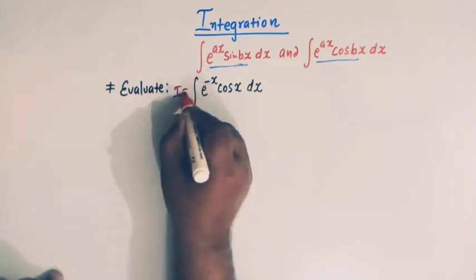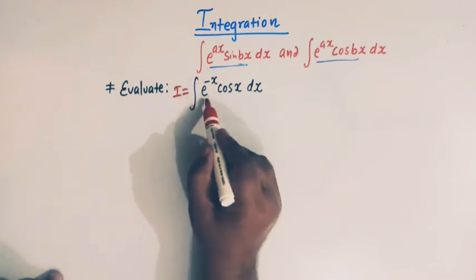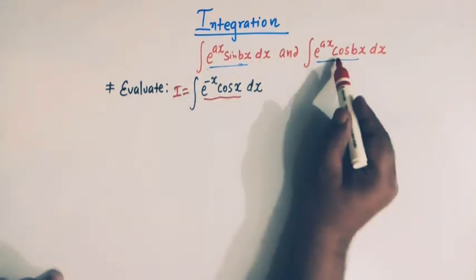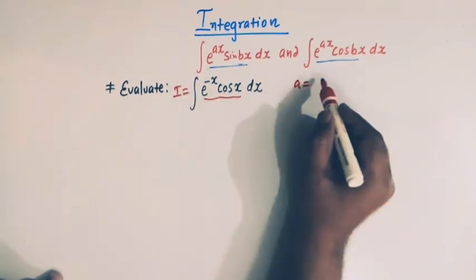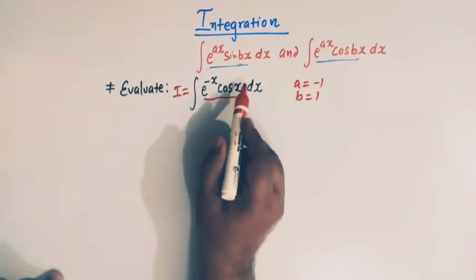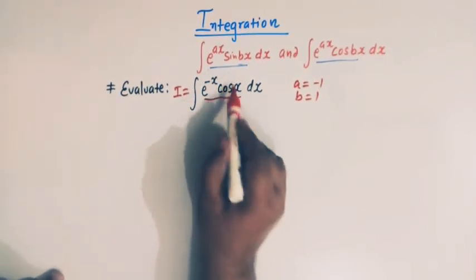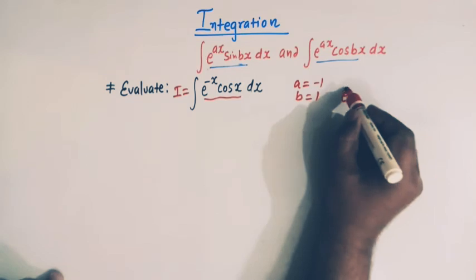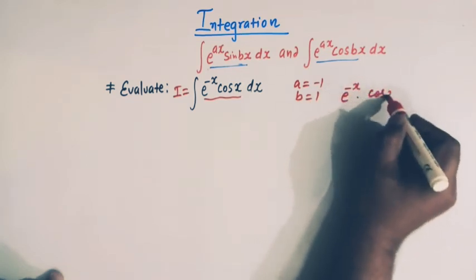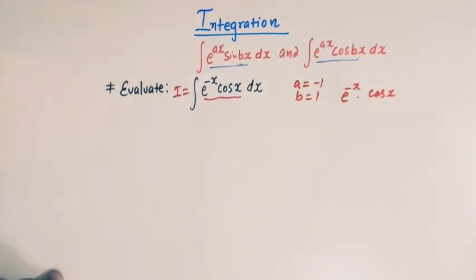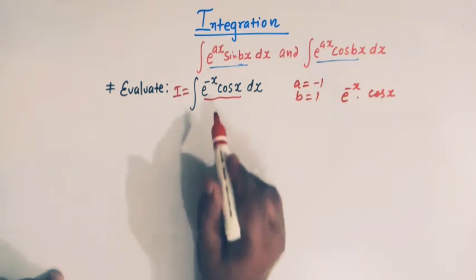Let us denote this integral as I. This integral is of this form, and if we compare this integrand with that integrand, then the value of a is minus 1 and the value of b is 1. If we look at this function, it is a product of two functions: the first one is e raised to minus x and the other is cos x. We can integrate this function with the help of integration by parts, but here we are not going to use the method of parts.